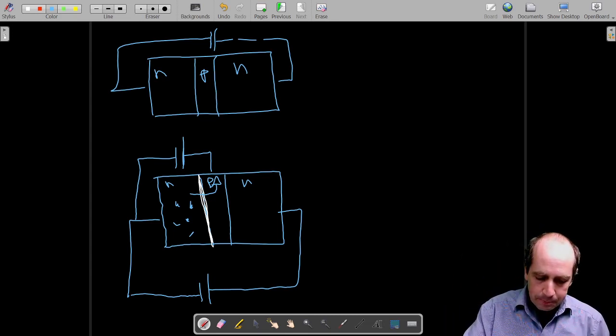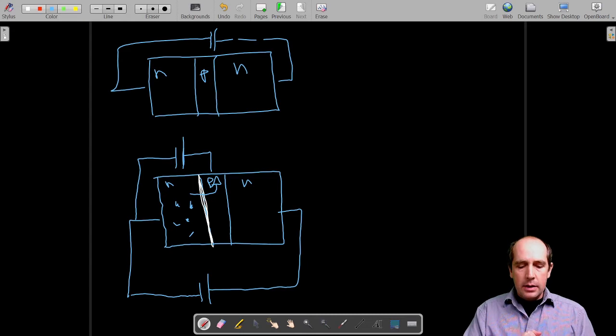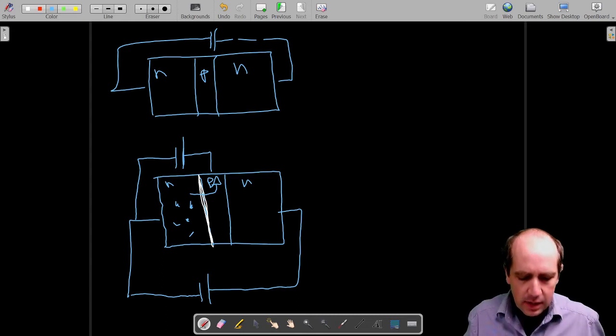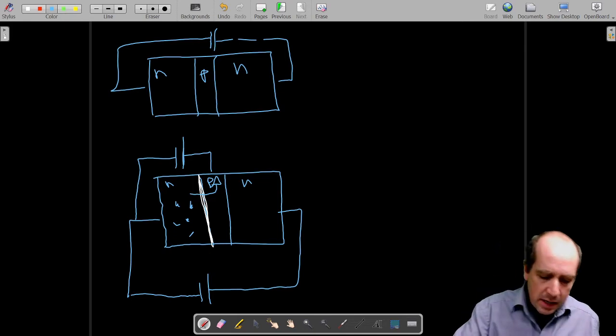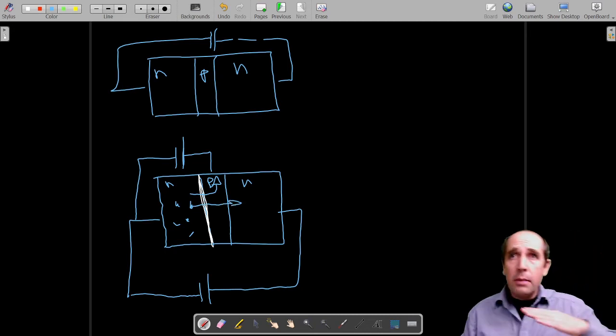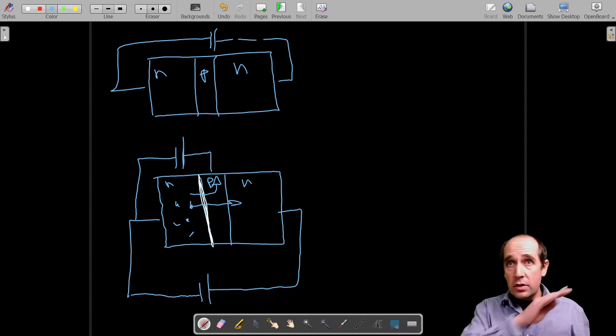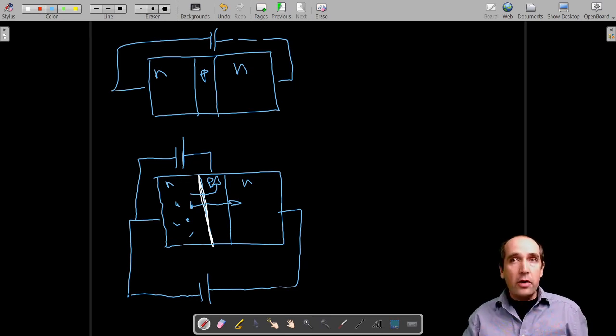However, since the intermediate region, which we'll call the base of the semiconductor, is thin enough, many of these electrons will acquire enough kinetic energy in this direction that they will not be able to bend their path and go up towards the base connection, but will actually just go across the entire base and land on the other end side.